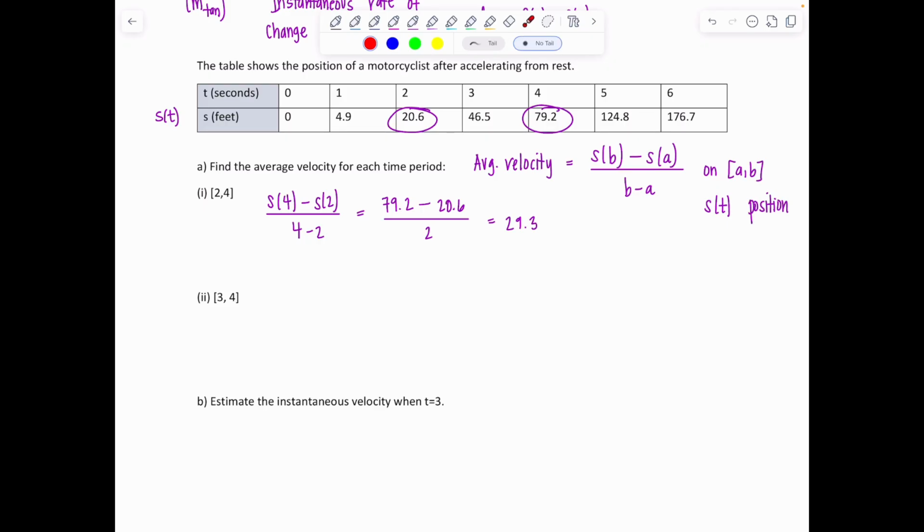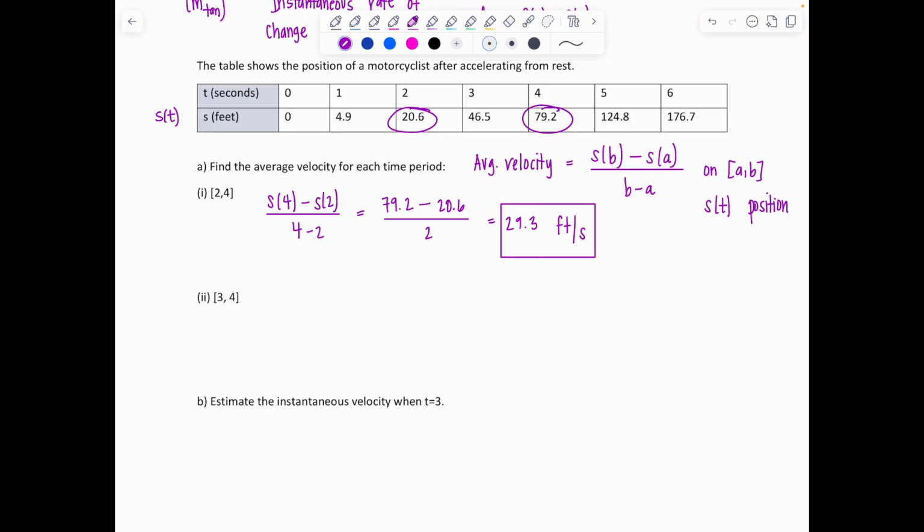And then don't forget your units. Notice in the numerator, we were measuring feet. And in the denominator, this is measuring t, which is seconds. So put that on there. Feet per second. Okay? Very good.